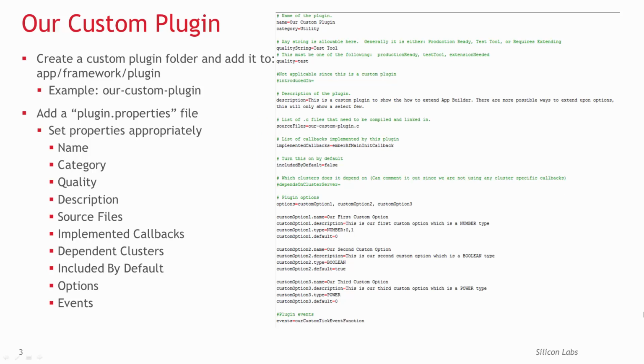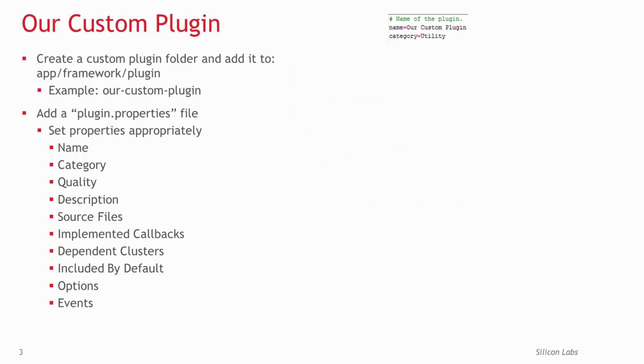The plugin properties file is used to define multiple important aspects of the plugin, the first two being name and category. For this example, we will be naming our plugin Our Custom Plugin, which is consistent with our folder name of our-custom-plugin. We will also put it under the category utility. These properties directly affect how the plugin will show up in App Builder.